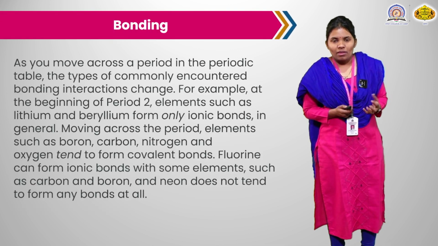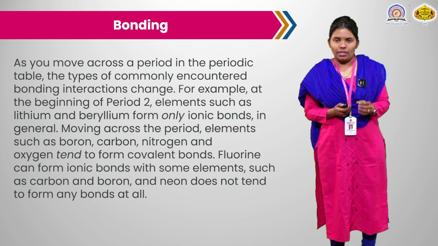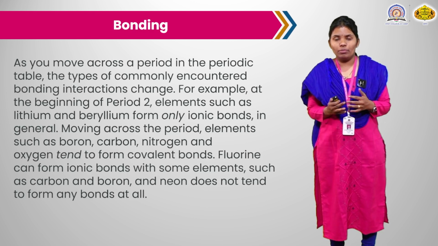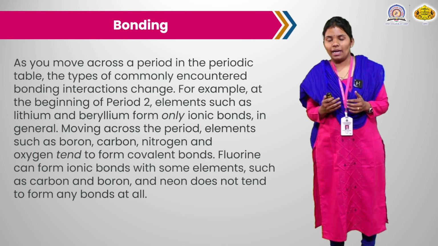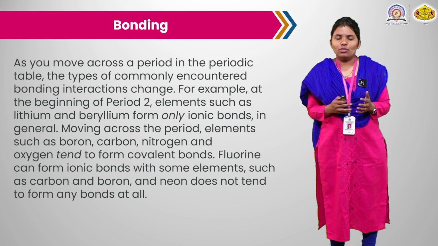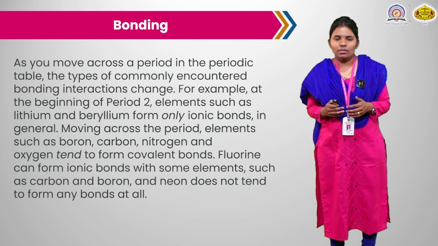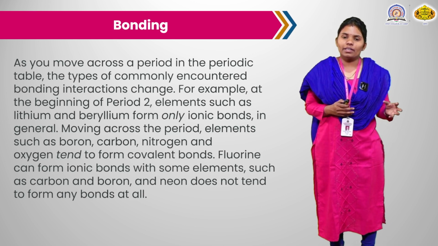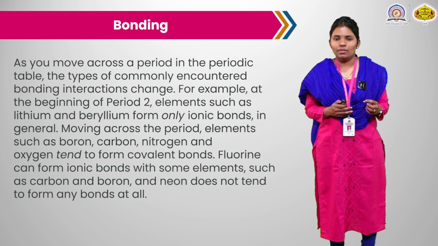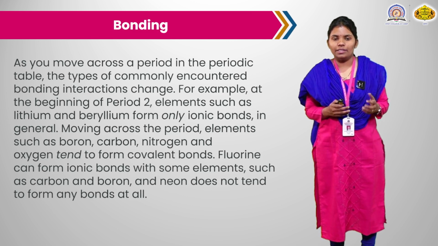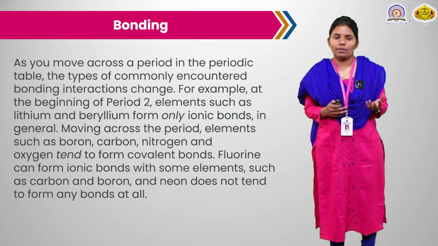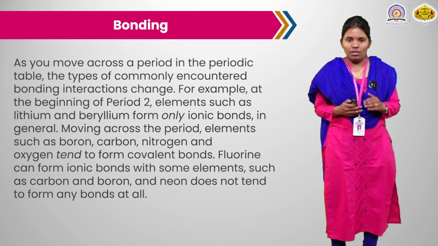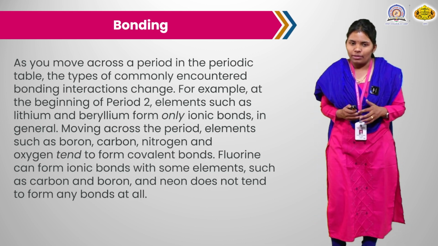Next is bonding. There are different kinds of bonding, that is covalent bond, ionic bond, and covalent coordinate bond. So which kind of bonding a particular element forms with another element. As you move across the periodic table, the types of commonly encountered bonding interaction change, because at the beginning of the periodic table, elements such as lithium, 1s2 2s1, and beryllium, form ionic bonds. They can easily lose electrons. So in general, they form ionic bonding.